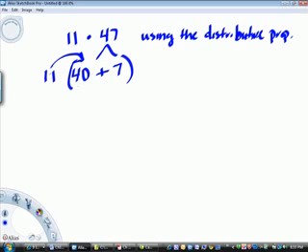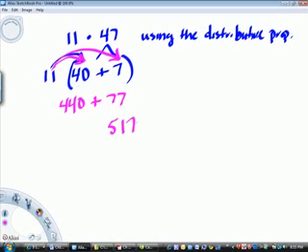So if I multiply this twice, and let me change the color of the ink, I'd multiply 11 times 40 and then 11 times 7, and I could do that in my head because I know that 11 times 40 would just be 11 times 4, which is 44, add a 0, and then 11 times 7 is 77. So if I add those two together in my head, I can come up with, let's see, 517.